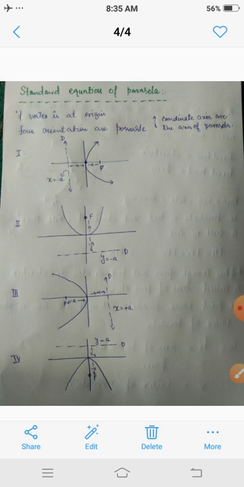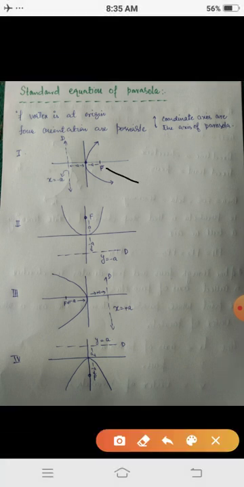Now if the vertex of the parabola is at the origin, this means that the coordinate axes, that is the x-axis or the y-axis, are considered as the axis of the parabola. So this means there are four possible orientations. The first is when the focus lies on the positive side of the x-axis, that is point F here is the focus, and it lies on the positive side of this x-axis, meaning its coordinates are (a, 0).